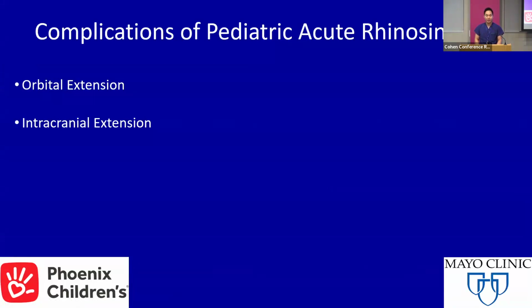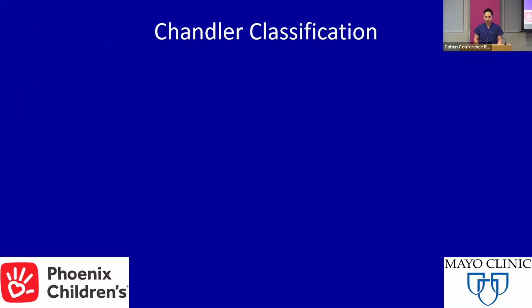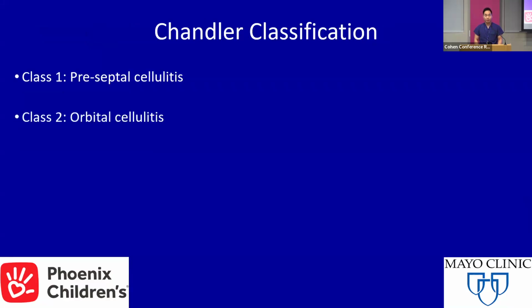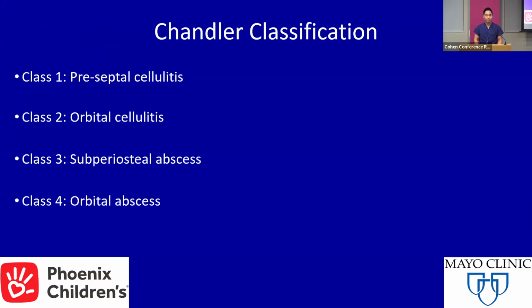But let's talk about some of the complications that we can see in pediatric patients who get acute sinusitis. The most common complication is orbital extension. For the orbital complications, we like to talk about the Chandler classification, which you may have heard of, and is divided into 5 different classes. Class 1 is preseptal cellulitis. Class 2 would be orbital cellulitis. Class 3 would be a subperiosteal abscess, and then class 4 is an orbital abscess. And class 5 is cavernous sinus thrombosis, which you can see on MRI.